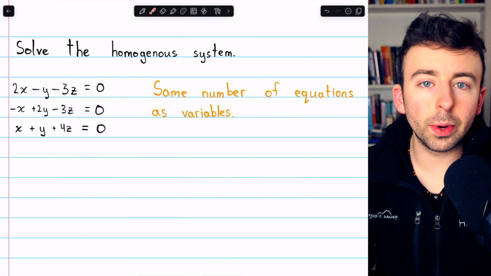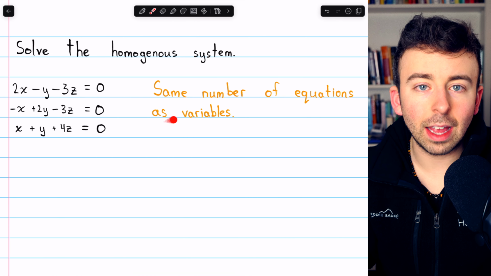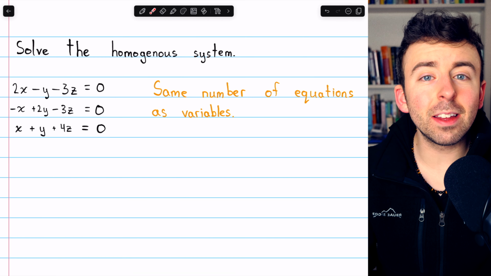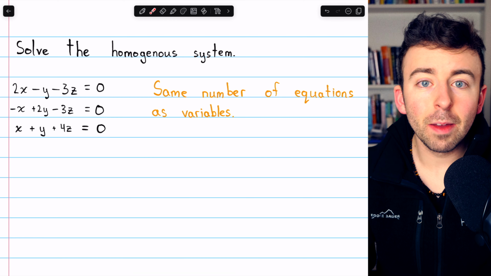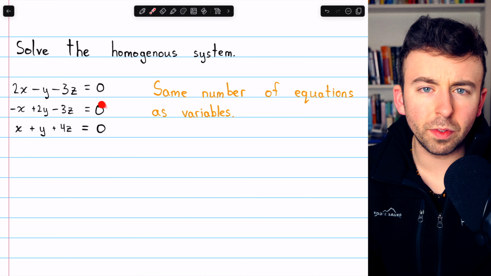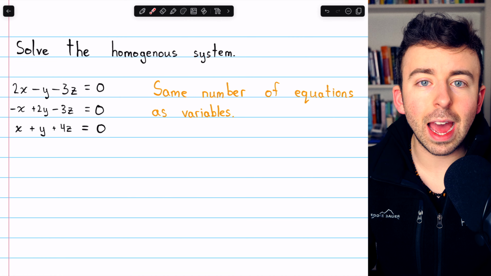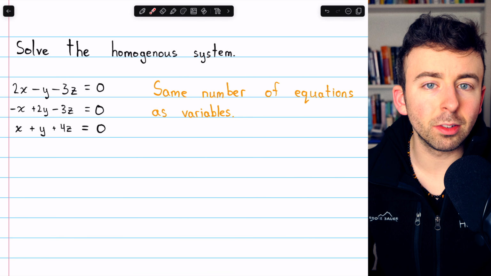You should immediately notice that in this system, we have the same number of equations as variables. We have 3 of each. So it may be the case that there are infinitely many solutions because it could be that 2 of these equations are equivalent, in which case perhaps we have more variables than we have restrictions. So we could have infinitely many solutions.